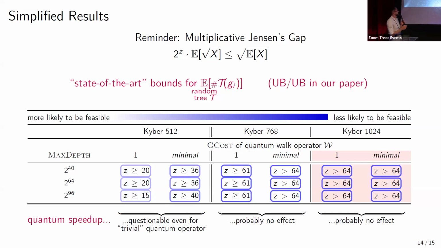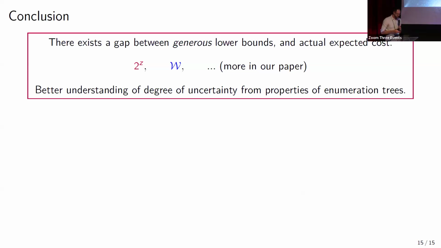Right. So where does that leave us? We have seen this Jensen gap, which is basically the gap between the actual cost to run the algorithm and the expected cost, and we don't really know what this is. And there are some more gaps between these lower bounds and the actual cost, some of which is the Jensen gap, the cost to implement this operator, and some more that we have in our paper. Now it would be great to get a better understanding of these properties of the trees.